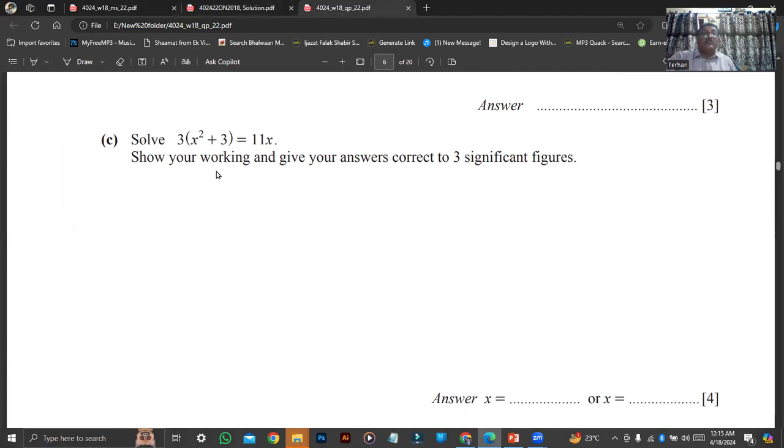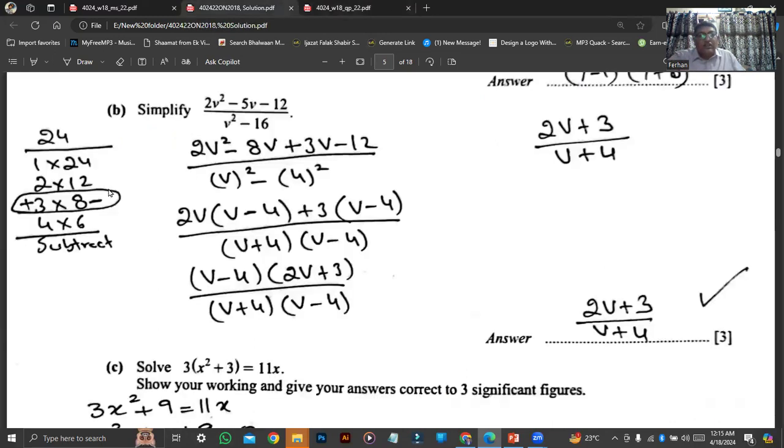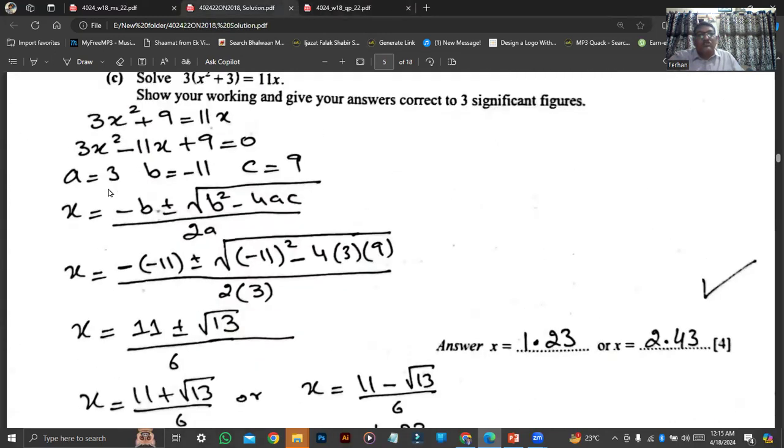Question number 3, and it's a C part. He says, solve 3 bracket start x square plus 3 bracket close equals to 11x. Show your working and give your answer correct to 3 significant figures. So simply open this bracket, simplify it, and bring them on the same side and arrange them. And then you can apply the quadratic formula. Okay, so let me show you. This is how this is done.